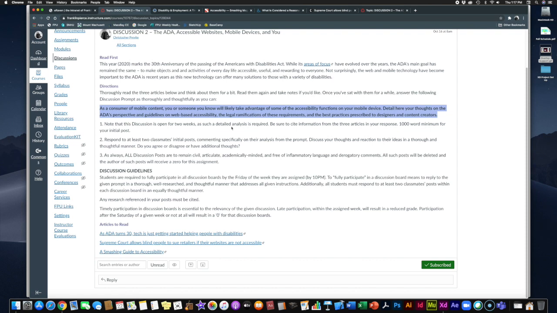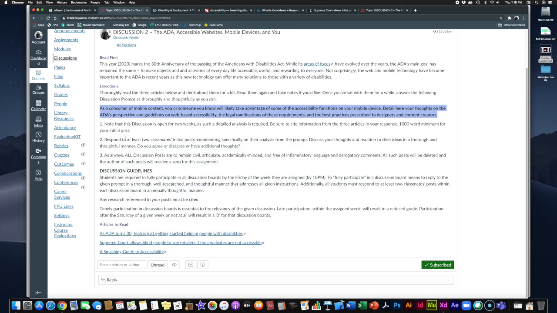And they require a lot of detailed analysis. This is not just a quick sort of hot take off the top of your head. So do your research, do your reading. This is sort of like a mini research discussion. You are going to be required to write 1,000 words minimum for your initial post. So again, this is not a quick discussion. It's like a little research paper. So put some thought into it.